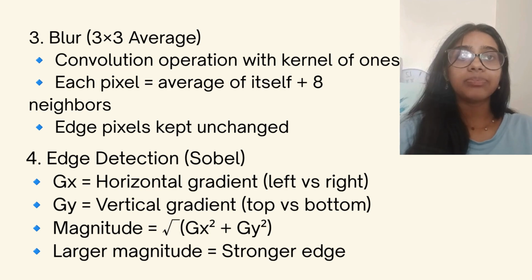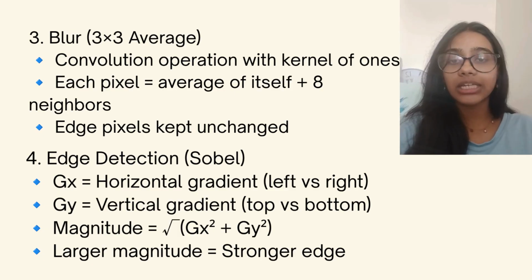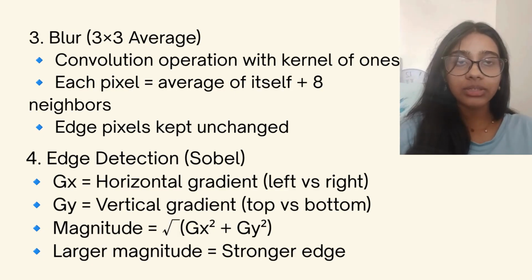And the final one is edge reduction, also known as Sobel. The Sobel operator detects edges by calculating gradients. Gx detects horizontal edges, calculated as the difference between the right and the left columns. Gy detects vertical edges, calculated as the difference between the bottom and the top rows. The magnitude is the square root of Gx squared plus Gy squared. A large magnitude means a stronger edge.